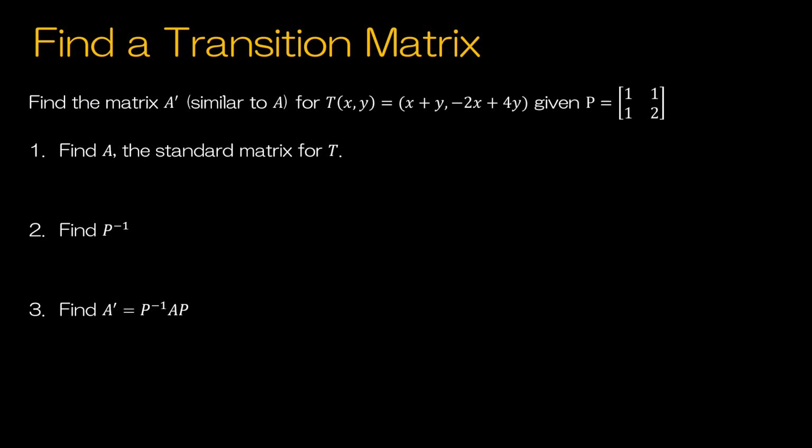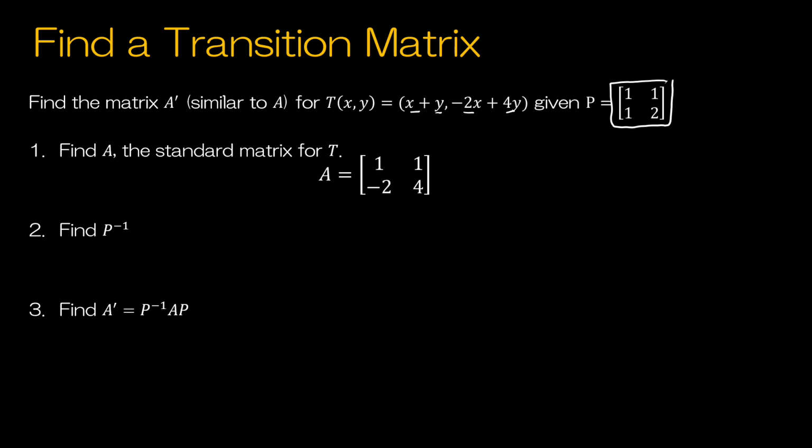Here we're finding the matrix A prime, which is similar to A, and we're given the linear transformation, x plus y and -2x plus 4y, given P. So we're already given P. We can find A, the standard matrix for T, just as we have been doing. So that would be 1, 1, -2, 4. That would be A. We're given P is equal to 1, 1, 1, 2.